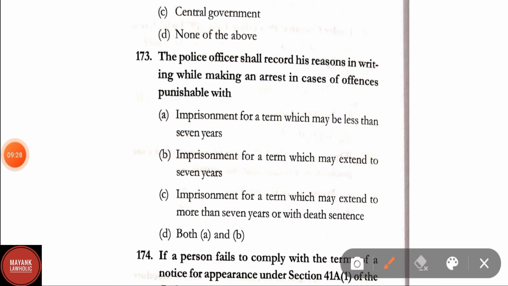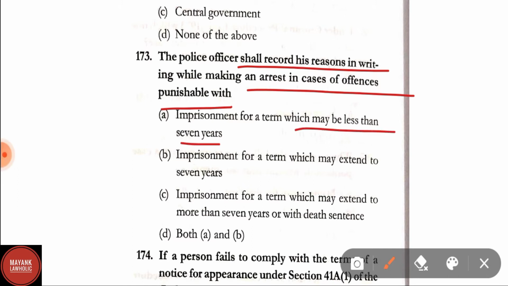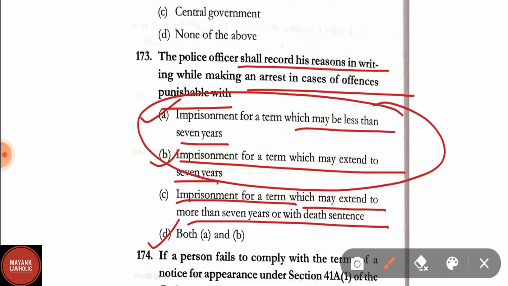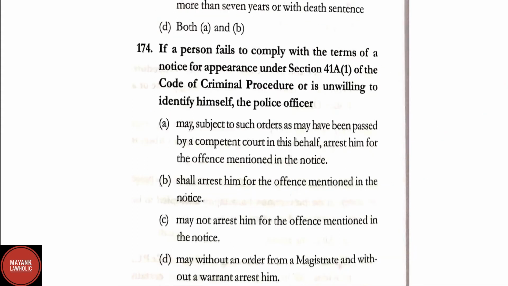Question number 173. The police officer shall record his reasons in writing while making an arrest in case of offences punishable with option A, imprisonment for a term which may be less than 7 years; option B, imprisonment for a term which may extend to 7 years; option C, imprisonment for a term which may extend to more than 7 years or with death sentence; and option D, both A and B. Here the correct answer is option D, that is both A and B: imprisonment for a term which shall be less than 7 years, imprisonment for a term which may extend to 7 years.